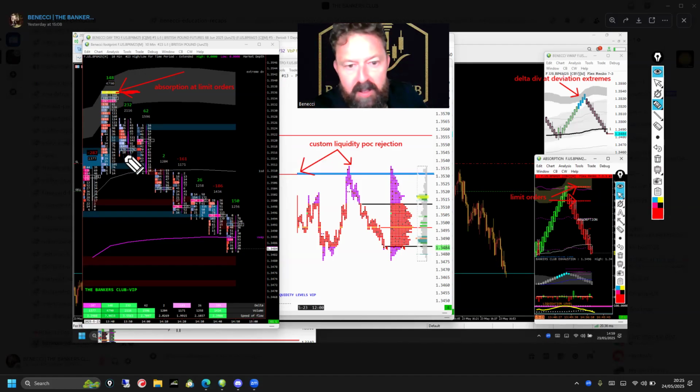So we had a lot of green delta volumes coming up. You can see here there was a lot of buying taking place into the resting limit orders there, and then it was met with a lot of sellers sitting there absorbing everything. So that was a good sign that we're seeing a rejection taking place.